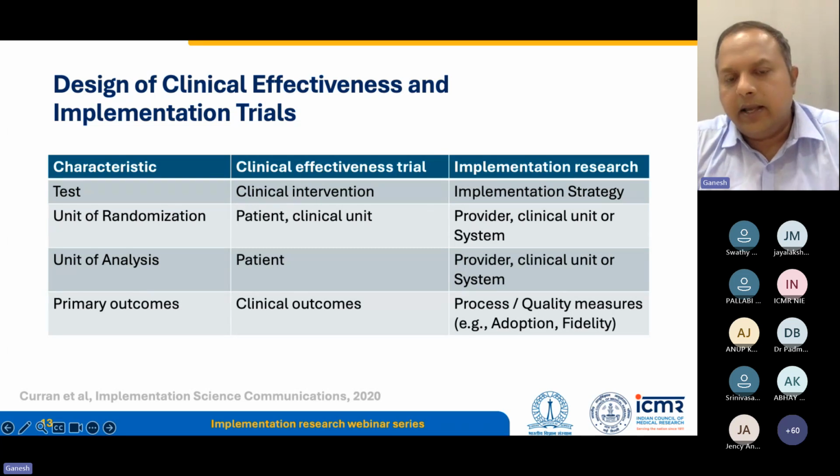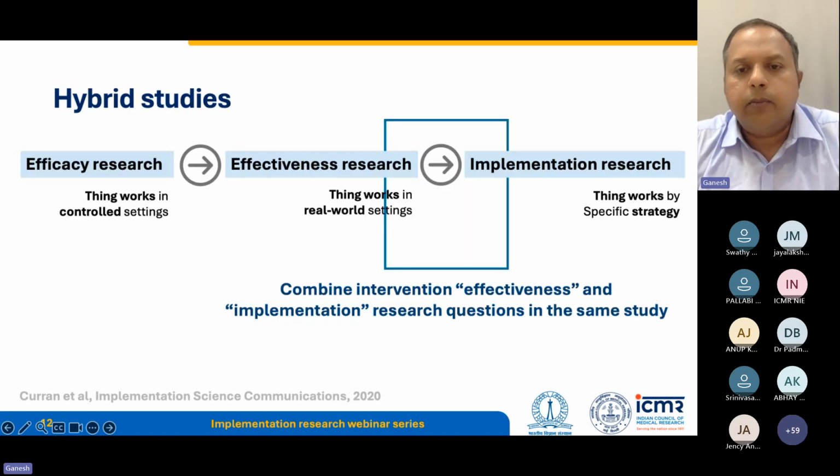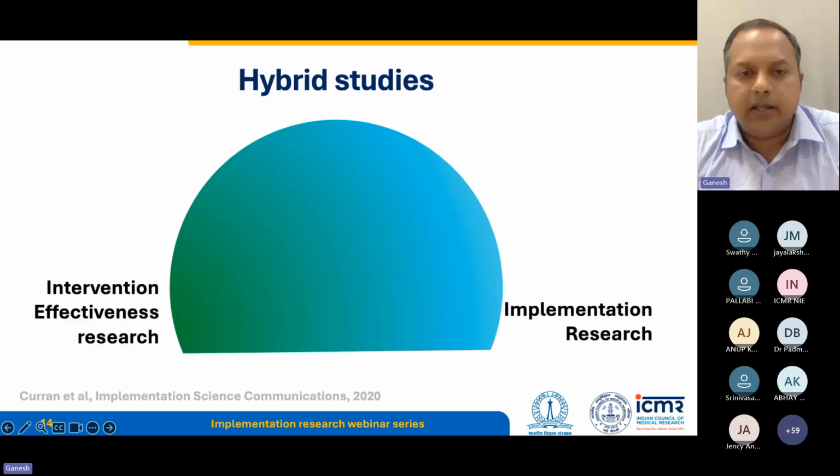With this understanding, let us have a clear-cut walkthrough of the different hybrid studies, which try to link effectiveness research and implementation research. I'm bringing the same slide again, showing the pipeline of effectiveness research over implementation research, and how this could be combined in hybrid studies.